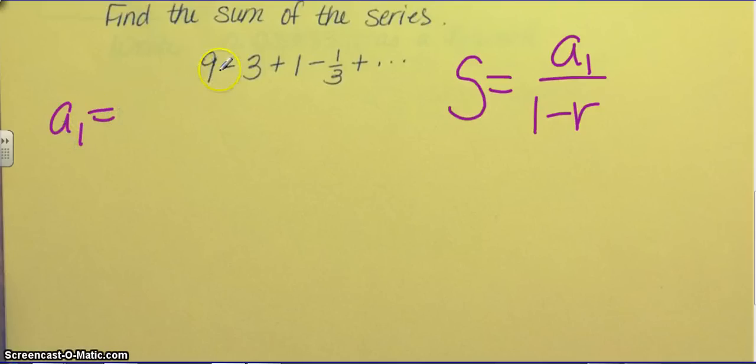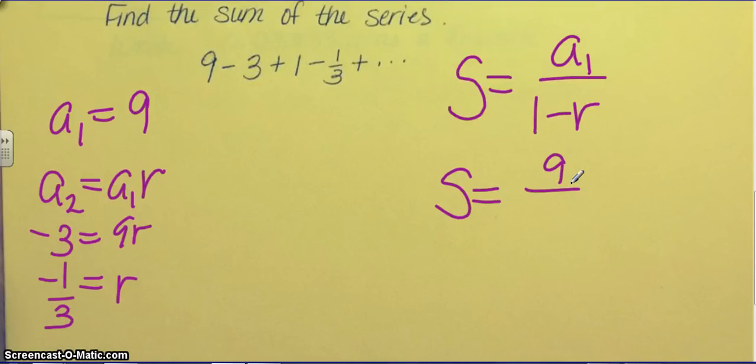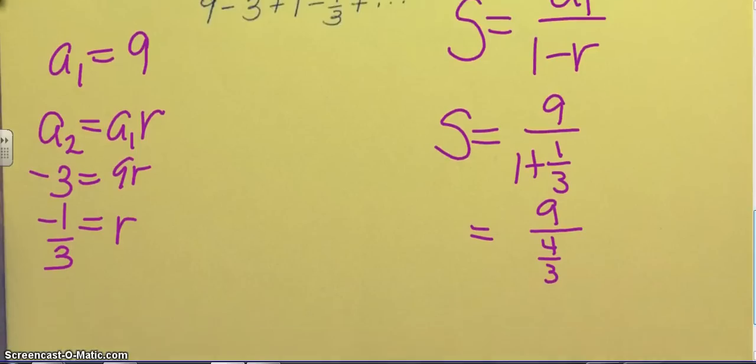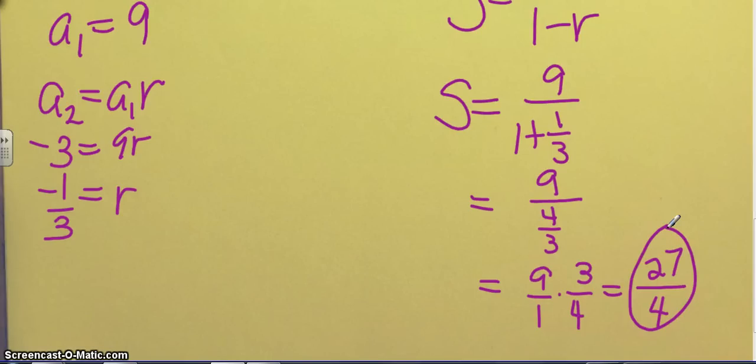A sub 1 is right here. A sub 1 is 9. And if I wasn't sure what r is, I can think again that a sub 2 would be a sub 1 times r. So negative 3 is 9 times r, and r would be negative 1/3. So all I need to do now is substitute in a, which is 9, and r, negative 1/3. So 1 minus a negative 1/3 is plus 1/3. So 9 over 4/3. And then I want to simplify this complex fraction. So that's 9 over 1 times the reciprocal, 3 over 4. So the sum of the infinite terms would be 27 over 4.